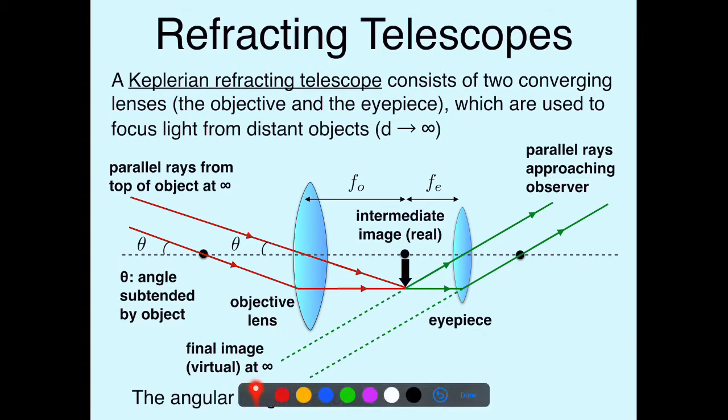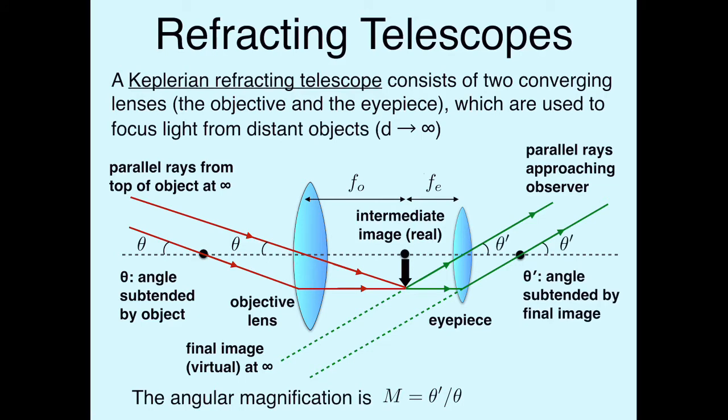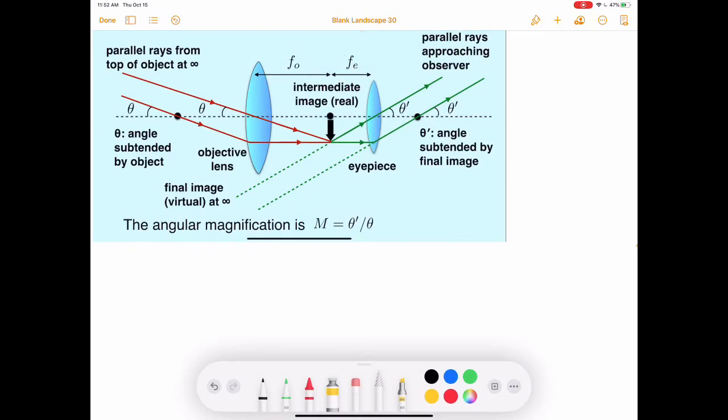If we think about what angle that final image subtends, that would be theta prime, shown right here. So theta is the angular size without the telescope, and theta prime is the angular size with the telescope. So with the telescope, we get a bigger angular size. The angular magnification is going to be given by capital M equals theta prime divided by theta. So using this diagram, we're going to work out what the formula for this magnification is.